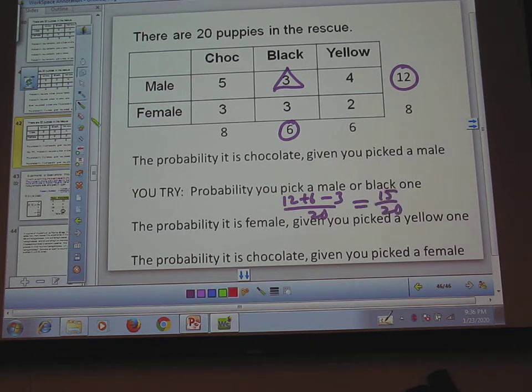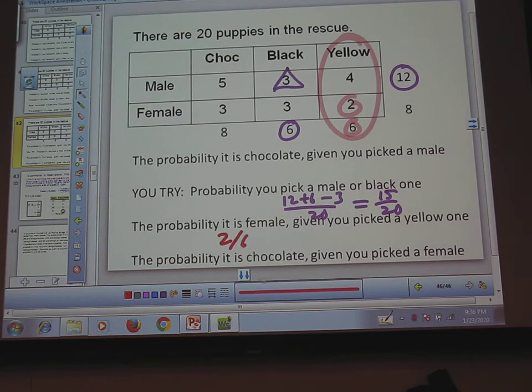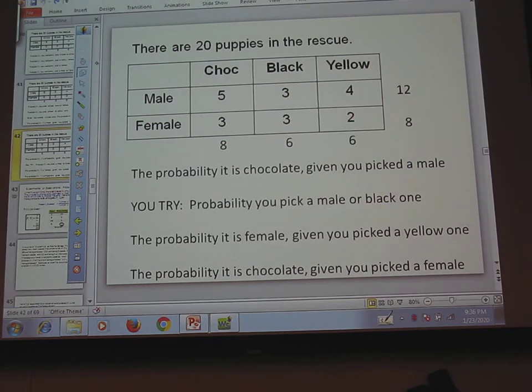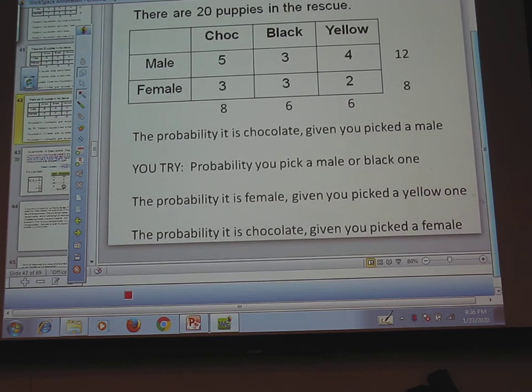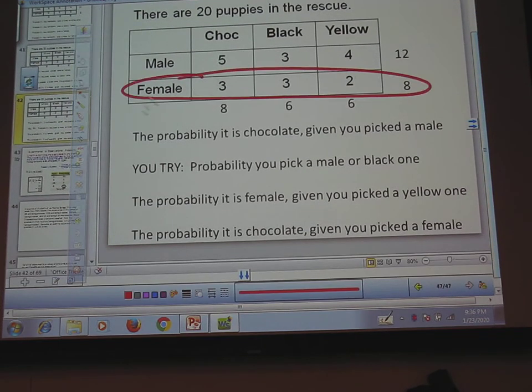The probability that it's female, given you pick a yellow one. So you know it's a yellow lab. What's the probability it's female? 2 out of 6. Everybody on board with that one? Yes, ma'am. And then the last one? 3 out of 8. Okay. Given female means it's got to be one of these. Probably it's chocolate, 3 out of 8. Good? Okay.